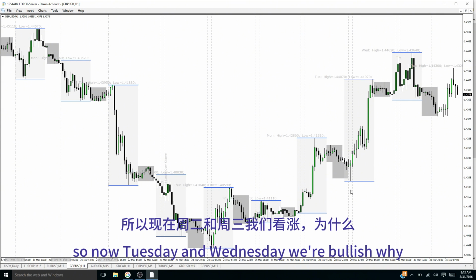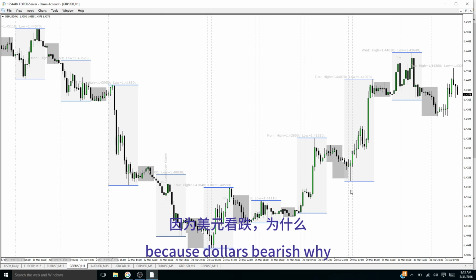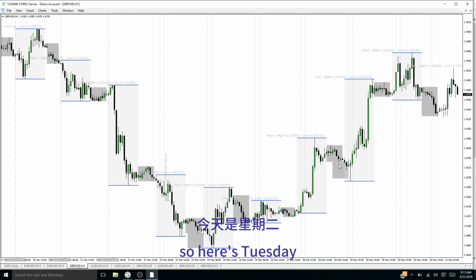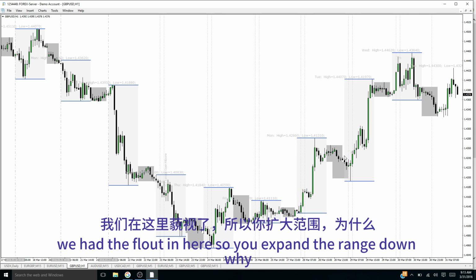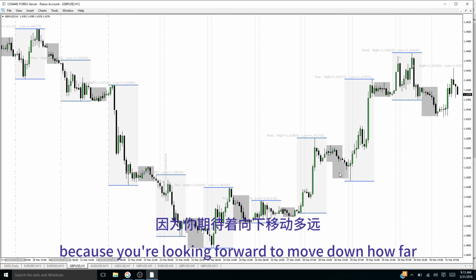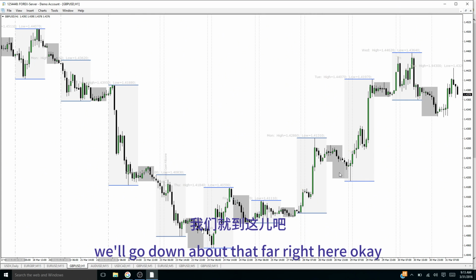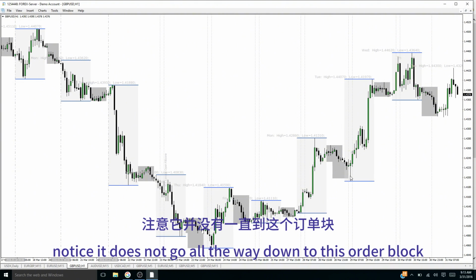So now Tuesday and Wednesday we're bullish. Why? Because the dollar's bearish. Why? We talked about it in videos. I'm not going to go over that. So here's Tuesday. We have the Flout in here. So you expand the range down. Why? Because you're looking for it to move down. How far will it go down? About that far. Right here. Okay. Notice it does not go all the way down to this order block.